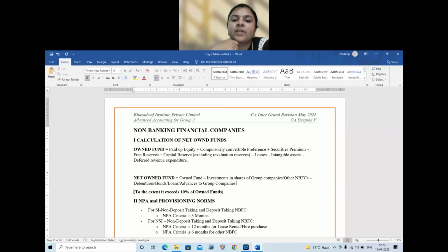So this is your net owned funds and owned funds calculation, which has been tested in the past, at least in the last 2-3 attempts, for 5 marks.